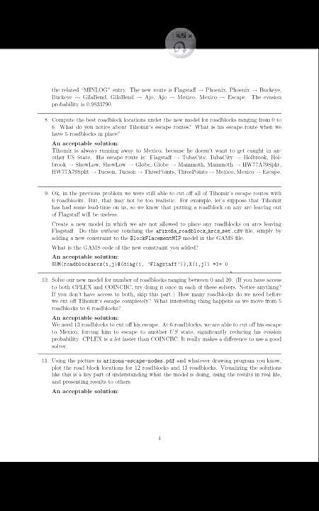So in number 10, I ask you to solve this for a range of roadblocks between 0 and 20. And how many roadblocks do we need to cut off Tihomir's escape completely? Well, it turns out that we need about 13. And what interesting thing happens when we move from 5 to 6 roadblocks is that we can cut off his escape to Mexico. And so at 6 roadblocks, he ends up having to escape to another US state.